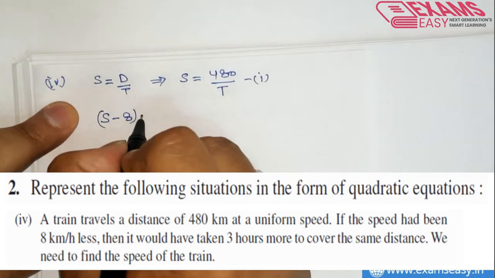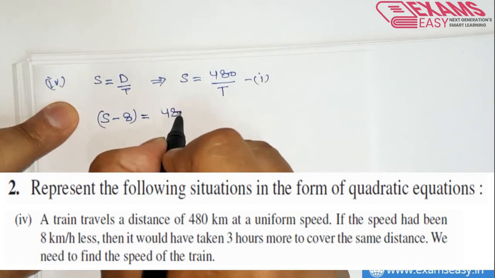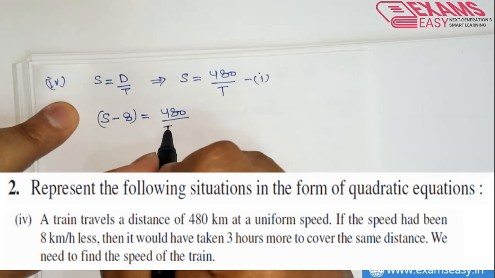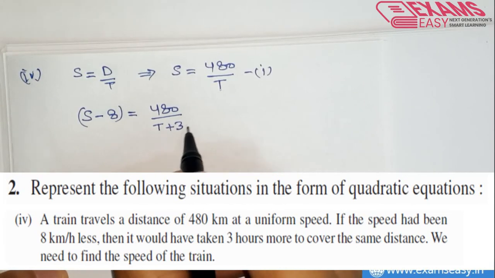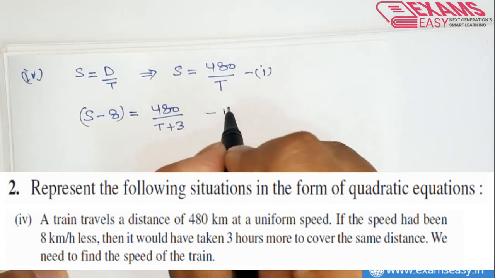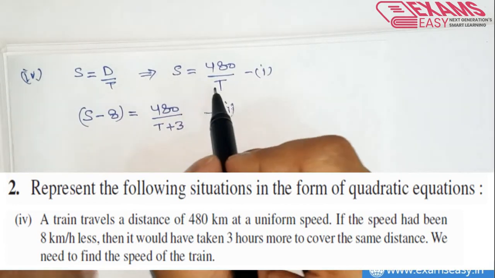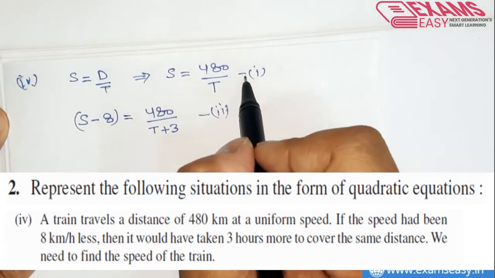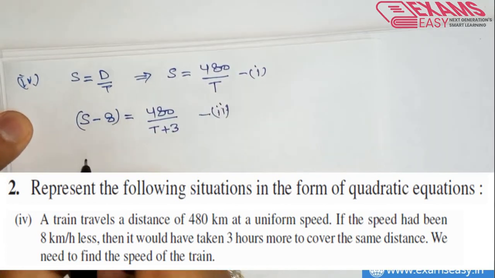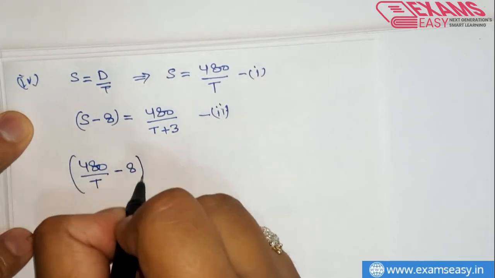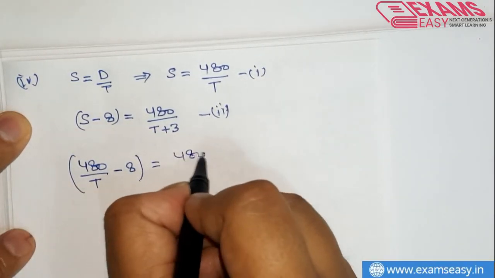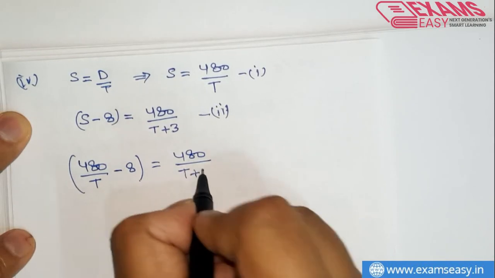That means the distance will be constant, that is 480, but the time it takes will be 3 hours more. So time will become t plus 3. So this is equation second. So if we put the value of s from equation 1 in equation 2, then we get 480 divided by t minus 8 is equal to 480 divided by t plus 3.